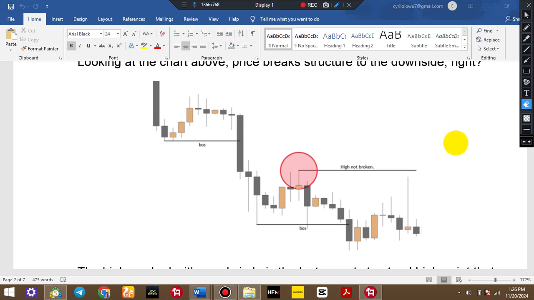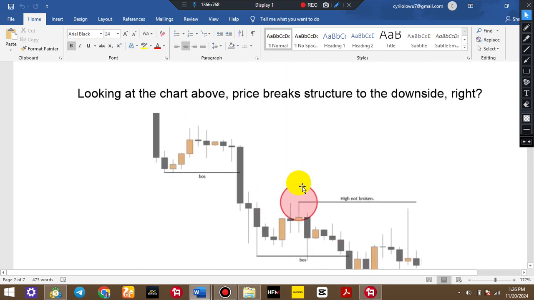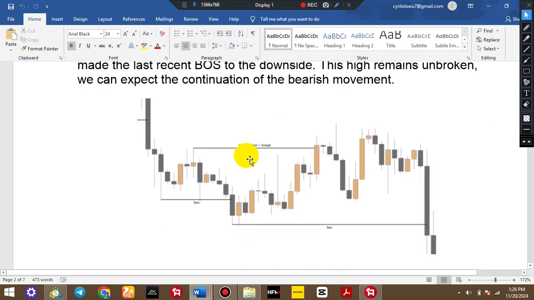So when price broke structure to the downside, we have this high. The high marked with a red circle is the last recent structural high that made the last recent BOS to the downside. If this high remains unbroken, we can expect the continuation of the bearish movement. That means if price fails to break this high, then we are still expecting price to keep going down. But what happened next? The story changes.